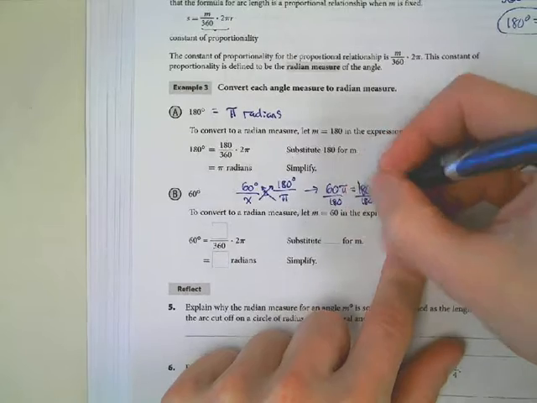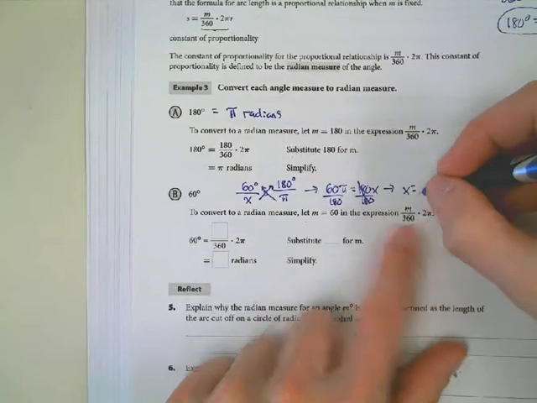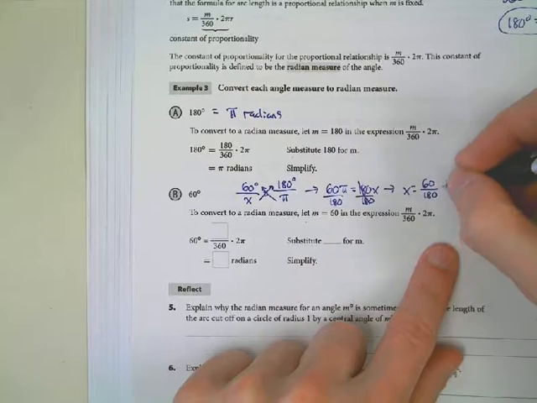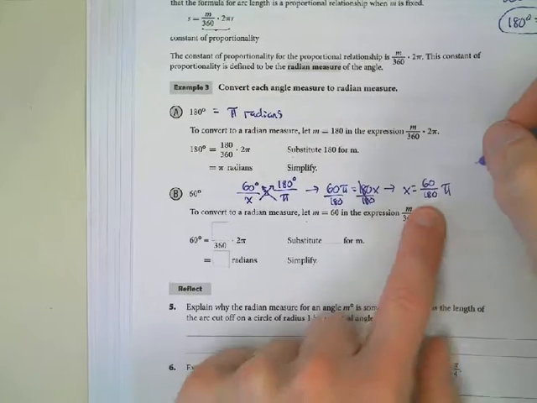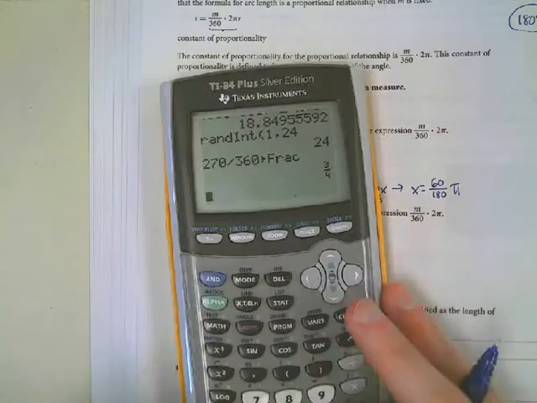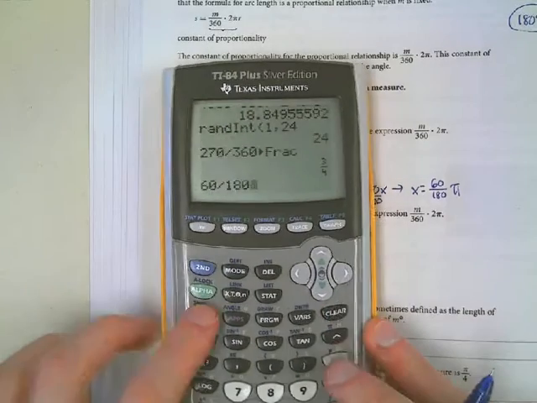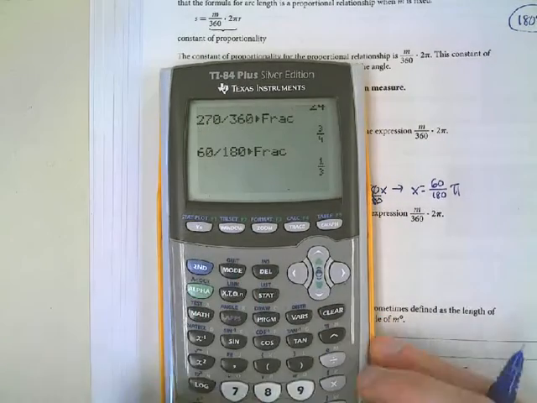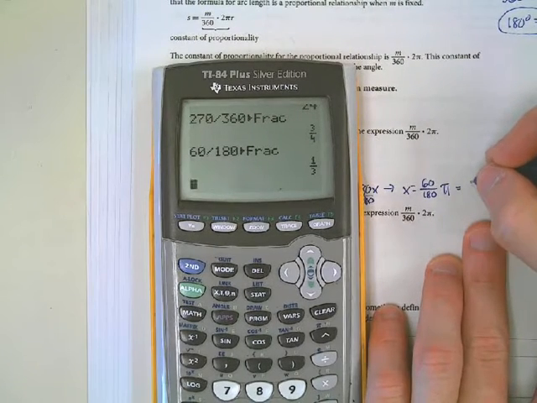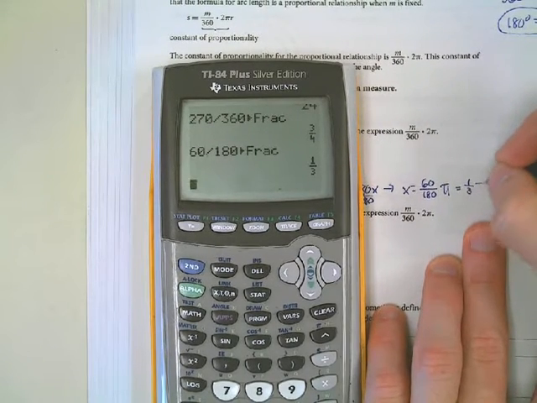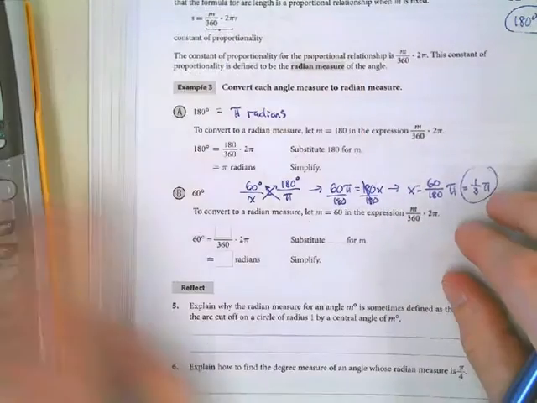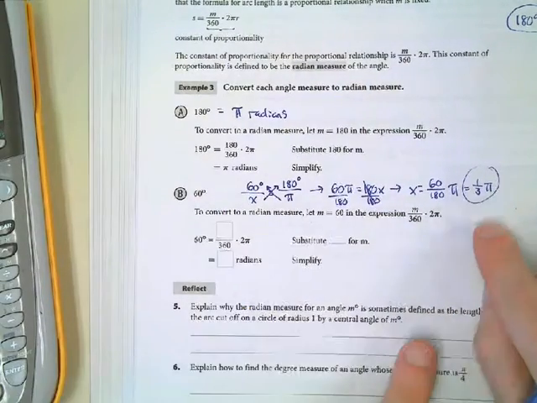Now, 60 over 180, we could leave it, but that simplifies, doesn't it? If I type that into my calculator, 60 divided by 180 is 1/3. So this is really equal to 1/3 pi. And that's our final answer. So 60 degrees is the same as 1/3 pi radians.